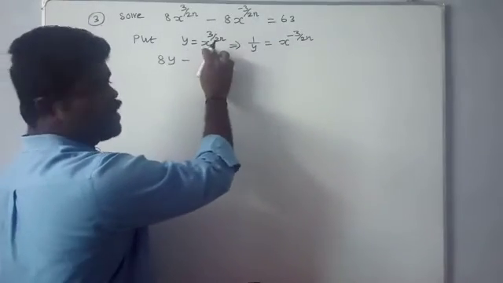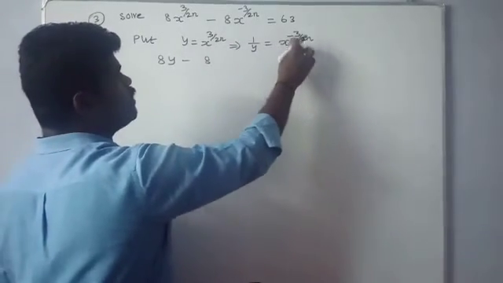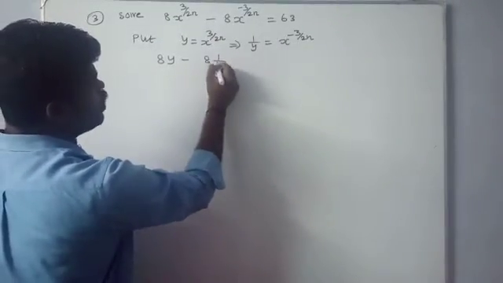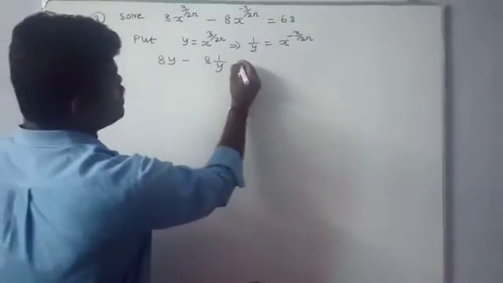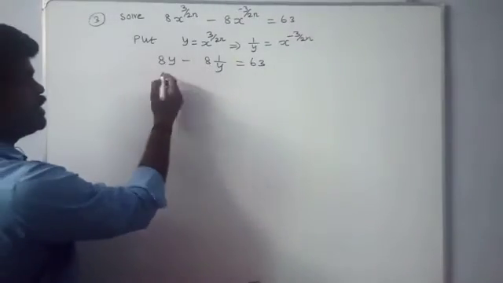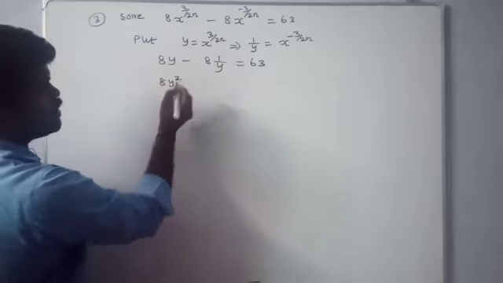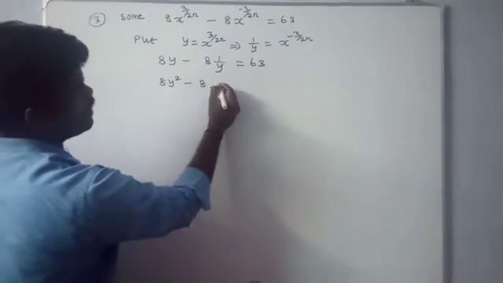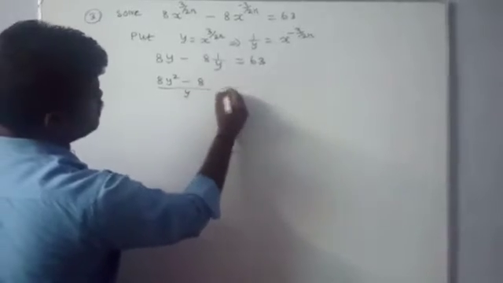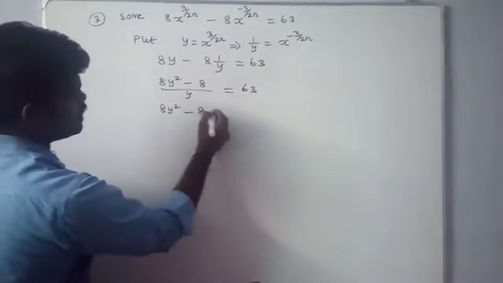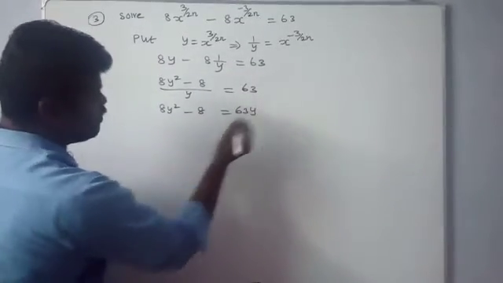Taking the reciprocal on both sides, 1 by y and x power minus 3 by 2n. So here 8 into 1 by y is equal to 63. And we want to cross multiply this. What is the value? 8y square minus 8 divided by y is equal to 63. And we want to multiply by y here. 8y square minus 8 is equal to 63y.